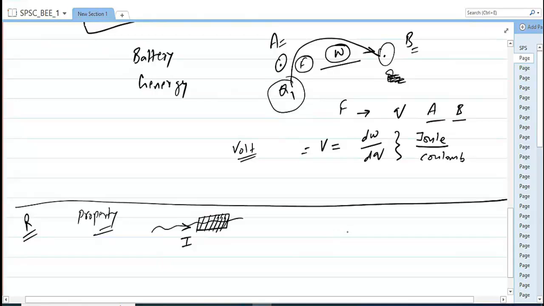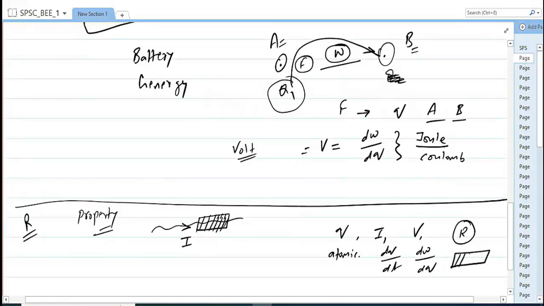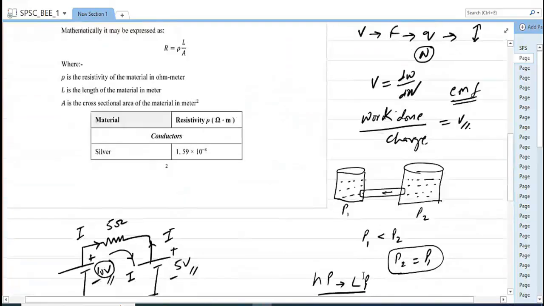So we started our discussion from charge, then moved to current, then discussed the voltage, and now we are discussing the resistance. Here we discussed from the very atomic level, then dq by dt, and the voltage was dw by dq. Now resistance means the overall property of the material, not the atomic structure, by virtue of which it opposes the flow of current. The same is written here.